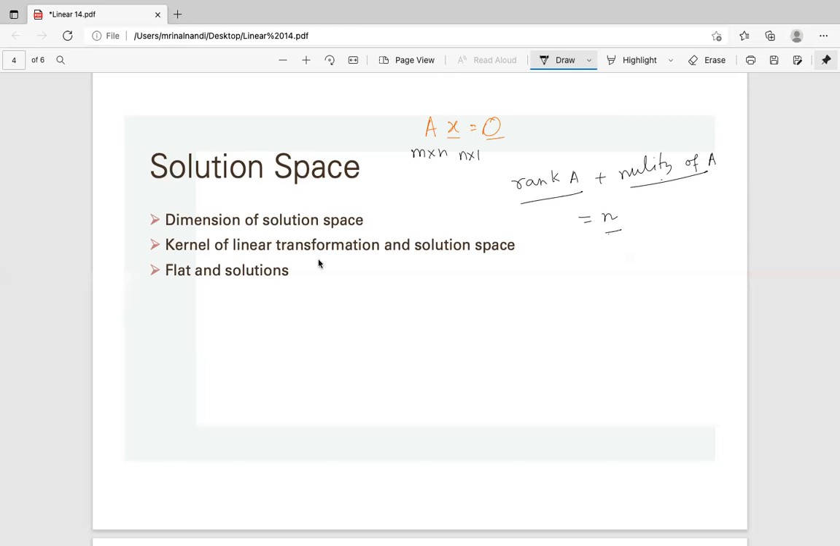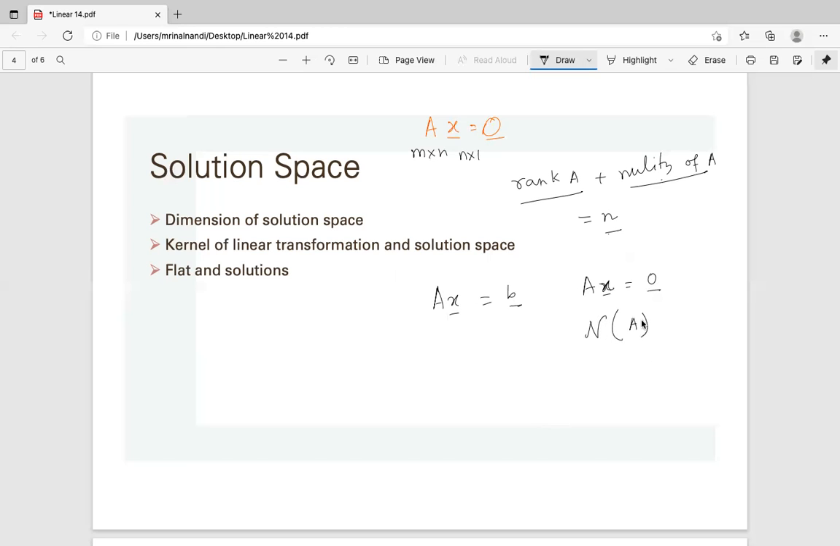So, the kernel of the linear transformation and the solution space. We already saw that the kernel of the linear transformation is the same as the solution space for the homogeneous system. Now, the question: if it is not homogeneous, what then? All we know is that there is a corresponding reduced system, and if there is a solution, there is a nullity of this, say.